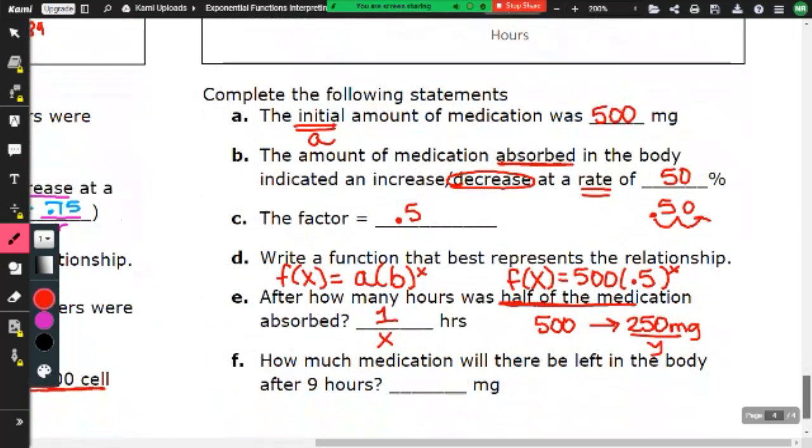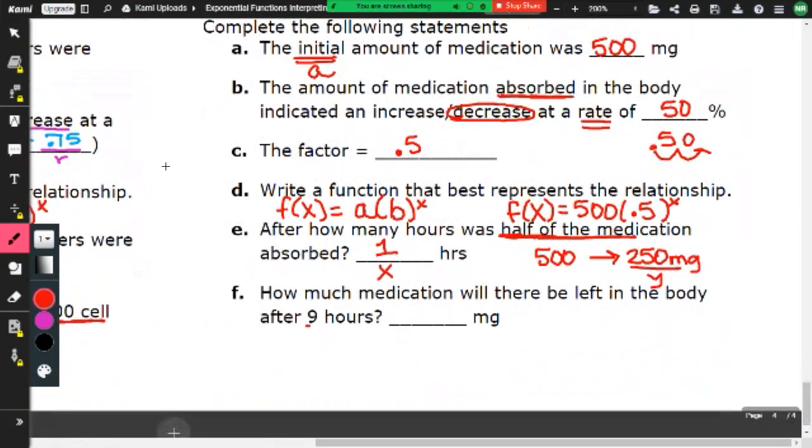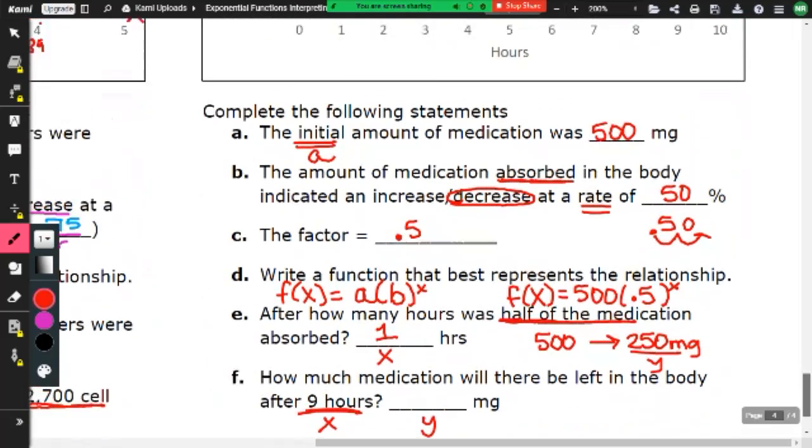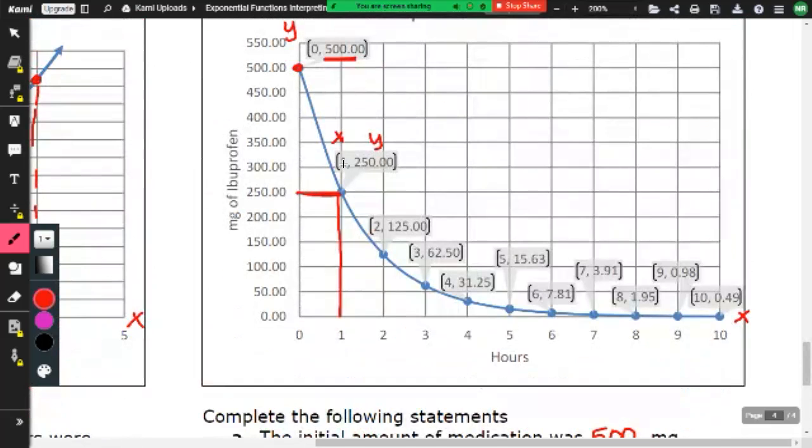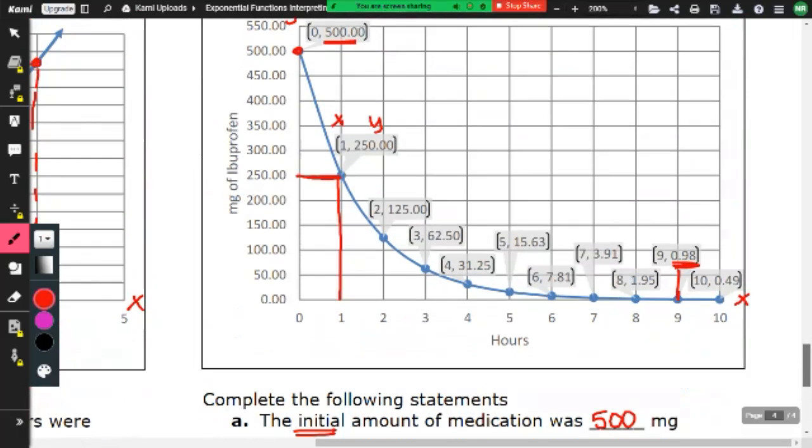Says, how much medication will there be left after 9 hours? 9 hours is an X or a Y value? X. So we're looking for the Y value. And what does it give you at 9 hours? 0.98. 0.98. Turn the page when you are ready. This is my 9 hours.